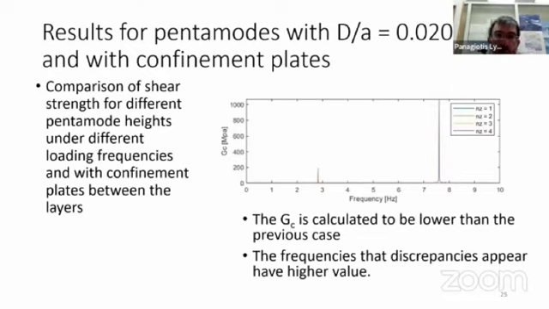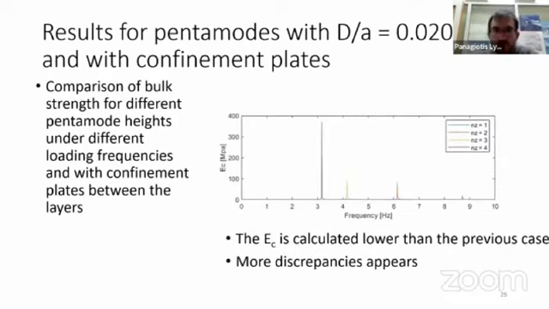Now the results with confinement plates. As you see, the results are very high for the discrepancies. That's the reason you see the values of the shear strength so low. And these are the results for the bulk modulus.